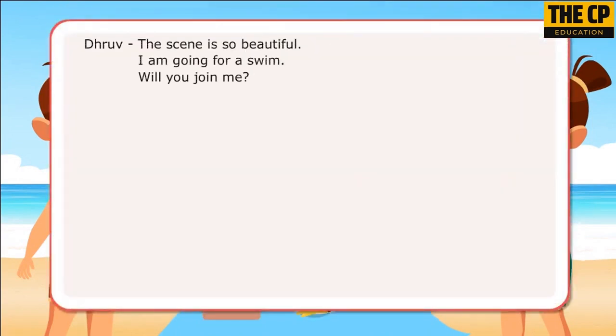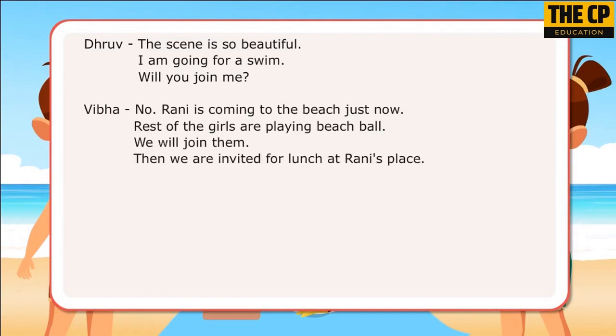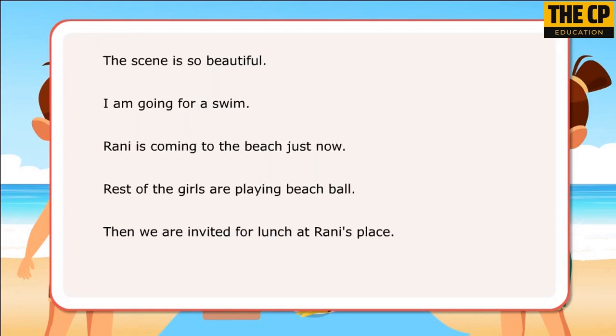In the dialogues, the girl and boy have used is, am, and are to describe something with ing verb to form present continuous tense and with the past participle to show passive. Here are examples of sentences with is, am, and are. The scene is so beautiful. I'm going for a swim. Rani is coming to the beach just now. Rest of the girls are playing beach ball. Then we are invited for lunch at Rani's place.